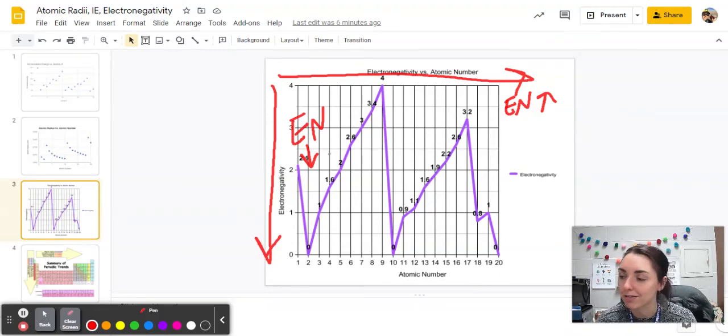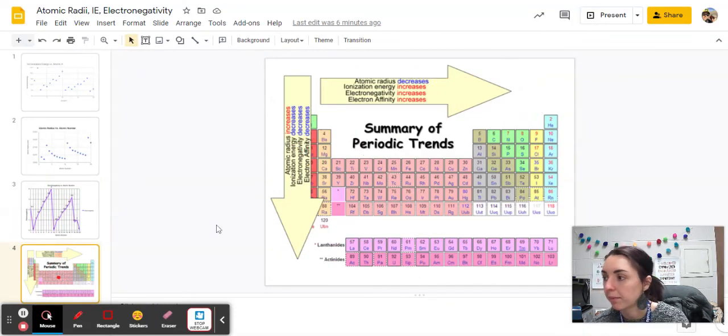Remember, distance matters. So this last slide is just a little summary slide for you. Atomic radius decreases across, everything else increases. Atomic radius increases down, everything else decreases. And that's your periodic trends.